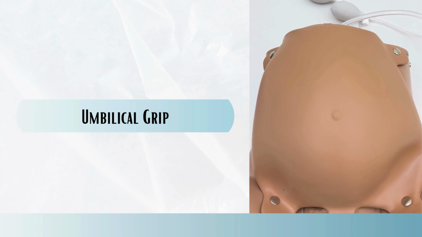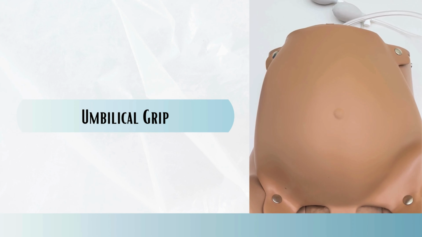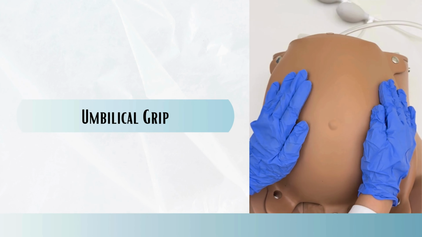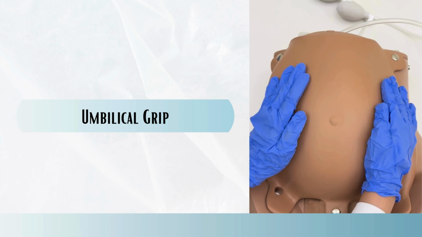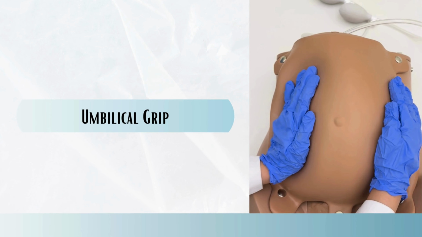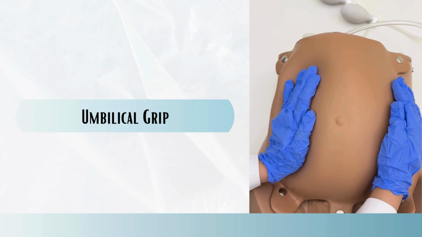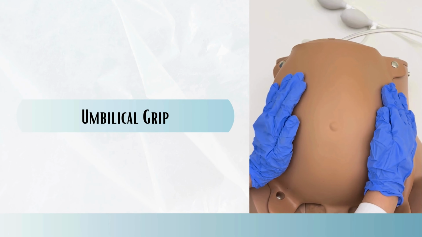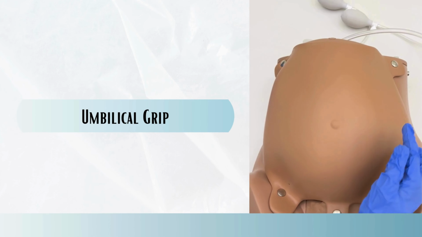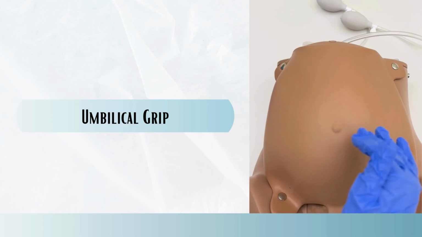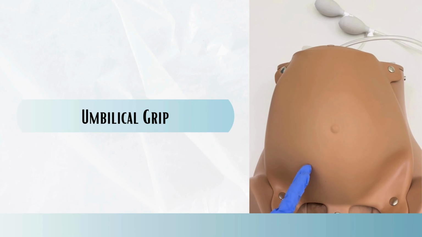The second maneuver is called the umbilical grip or lateral grip. While still facing the patient, both hands are placed against the lateral uterine wall. Palpate using your left palm and push the right maternal side towards the right palm and vice versa. This allows establishing if the fetus is in a longitudinal, transverse, or oblique position.